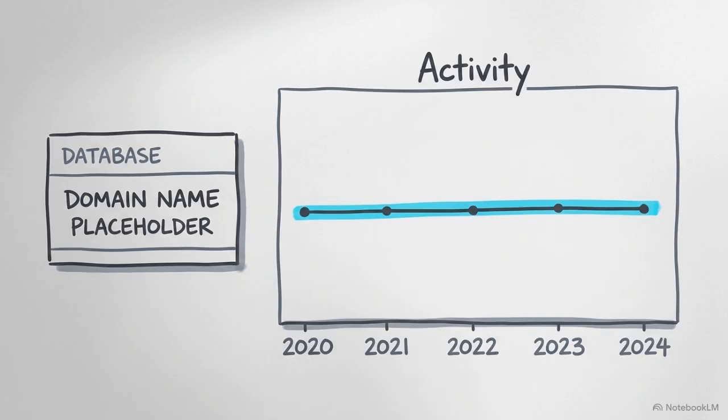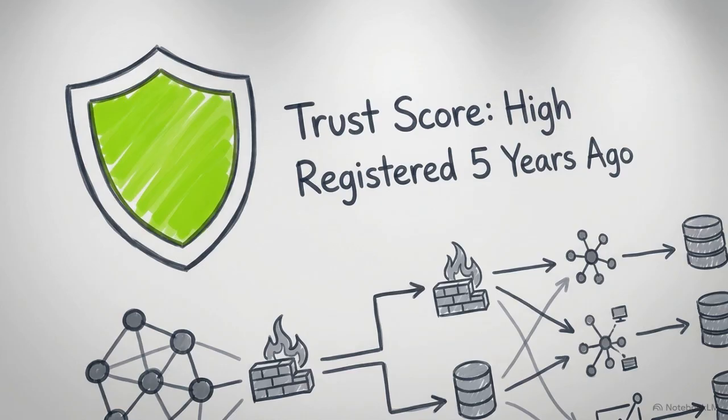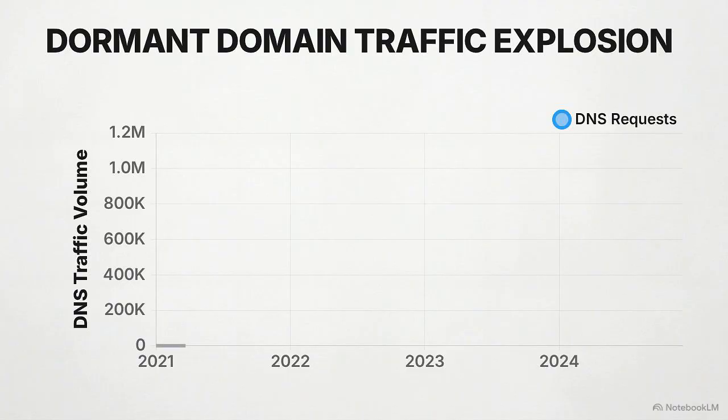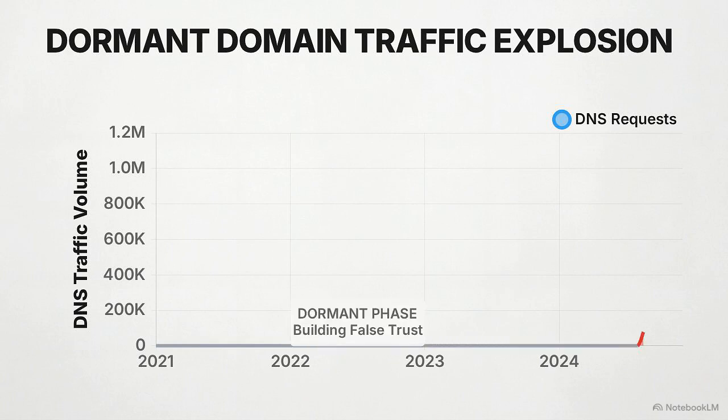Sophisticated hackers will register a website name and leave it totally inactive for years. The goal is to age the site so security software assumes it is safe and trustworthy. This timeline graph reveals exactly when the trap is sprung. You see a flat line of zero activity stretching across years, which instantaneously erupts into a massive mountain of traffic. The site has been woken up.